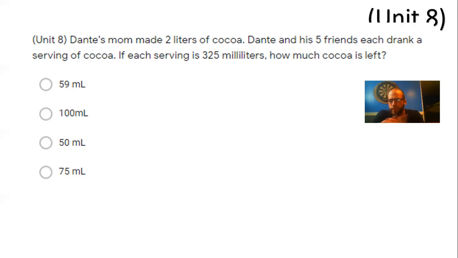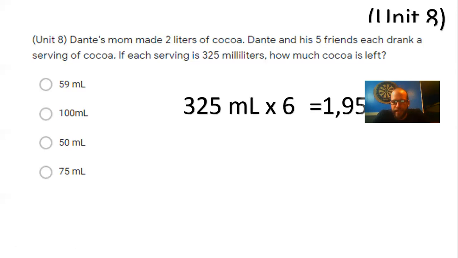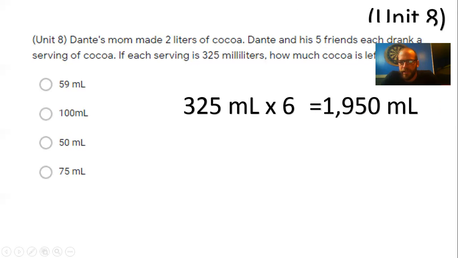The first and foremost, can we all agree that we have to figure out what 325 times 6 is? And the reason it's times 6 is because Dante and his 5 friends had it. So that's 6 total people, each drinking 325 milliliters. 325 times 6 is 1,950 milliliters. Okay, so that's what they drank. That's good to know. But now we need to figure out, if we're starting with 2 liters, what does that look like when you take away 1,950 milliliters?